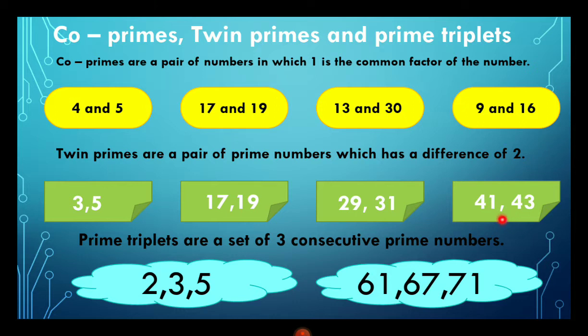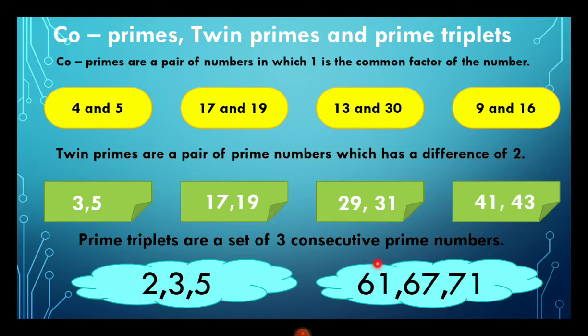Let's check for 41 and 43. The factors of 41 are only 1 and 41, and the factors of 43 are 1 and 43. So they are prime numbers. Now let me check if they have a difference of 2 or not. 43 minus 41 gives 2. So they have a difference of 2. So they are twin prime numbers.